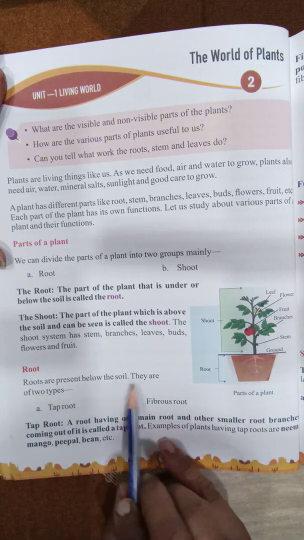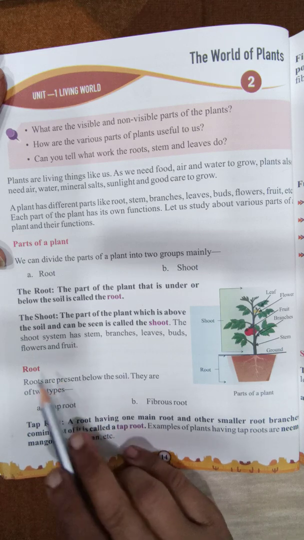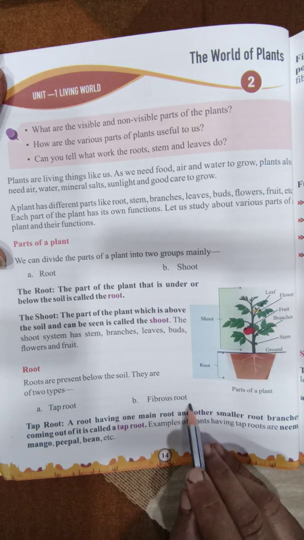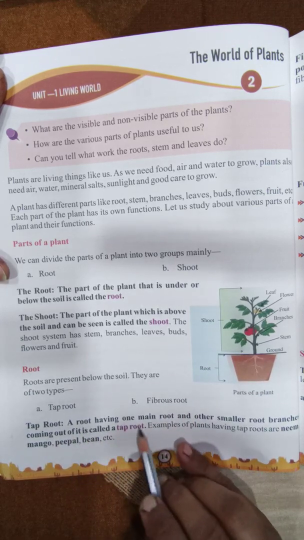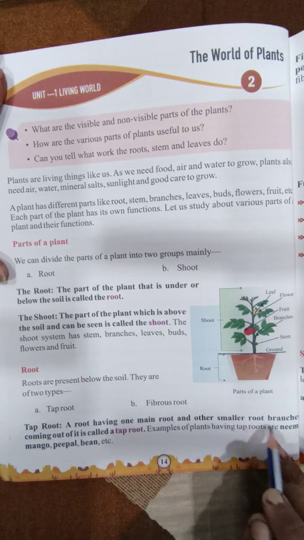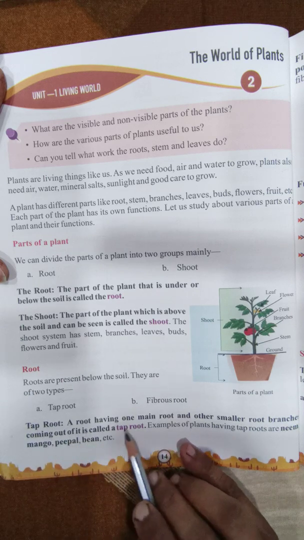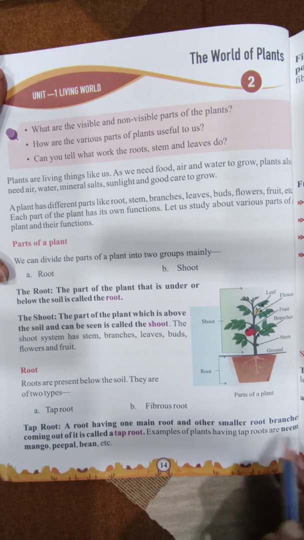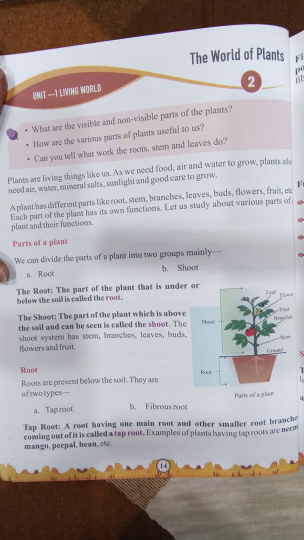Roots are present below the soil. They are of two types. Roots are divided into two types, taproots and fibrous roots. Taproots. What is the taproot? The root having one main root and other smaller roots or branches coming out of it is called taproot. Examples of plants having taproots are neem, mango, peepal, beans, etc.